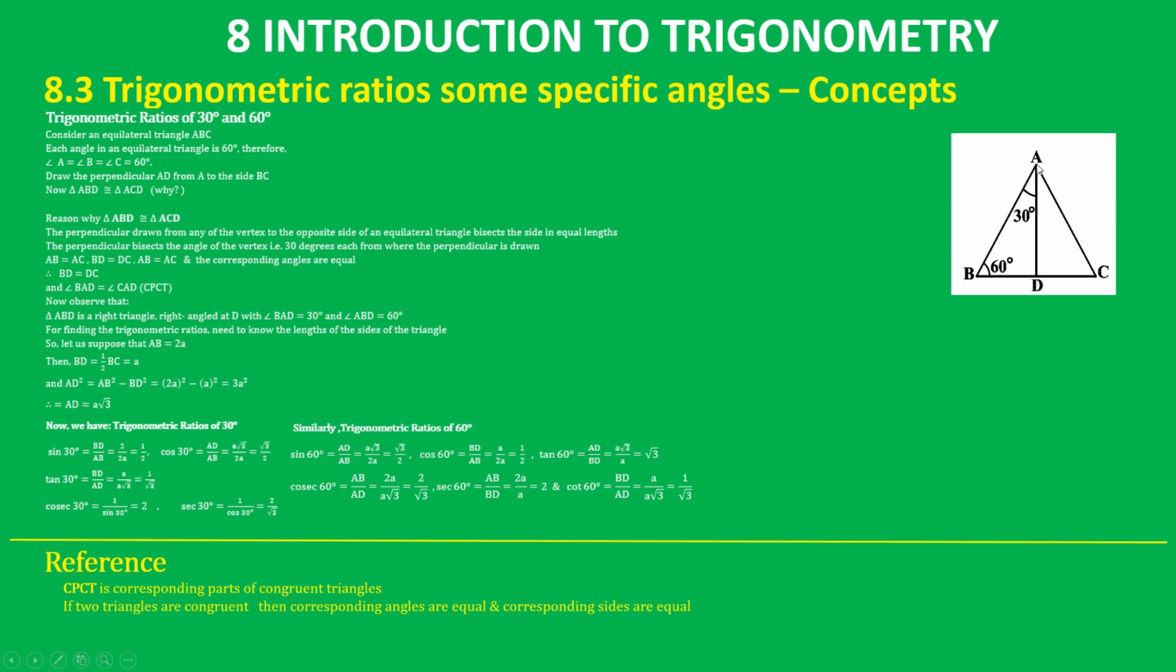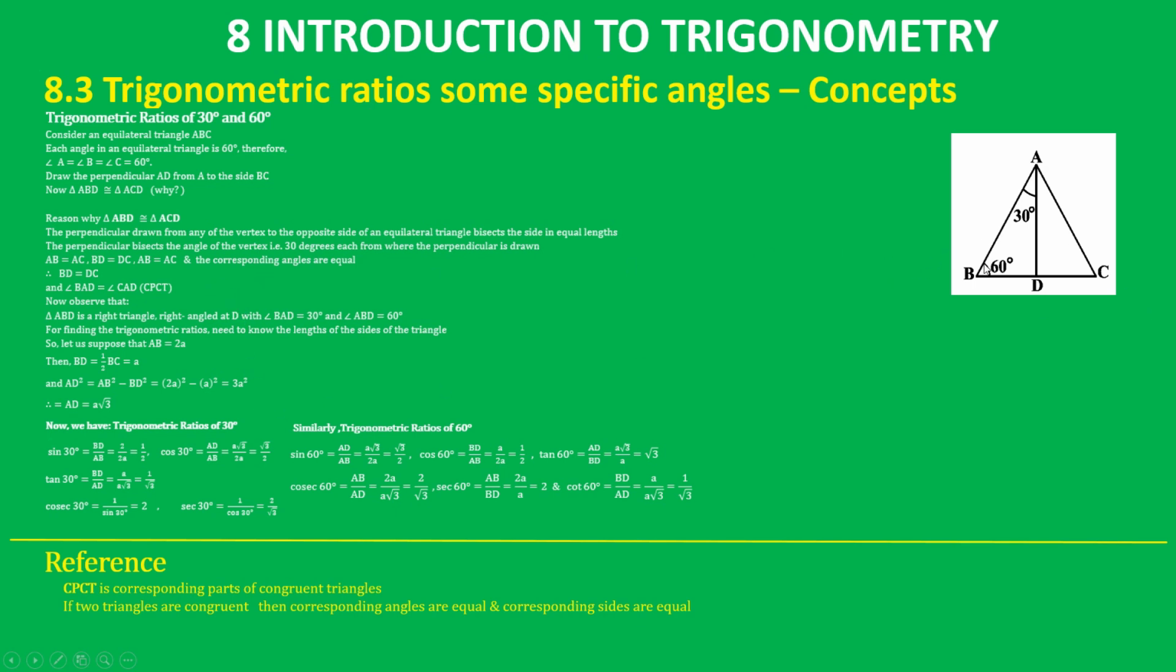Now, triangle ABD is congruent to ACD. This symbol is called congruent. The reason why ABD is congruent to ACD is the perpendicular drawn from this vertex bisects the side BC and it also bisects the angle A. Then AB is equal to AC, BD is equal to DC. Correct? And the corresponding angles are equal.